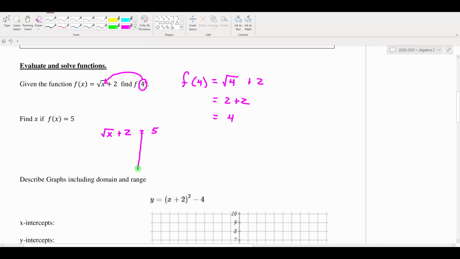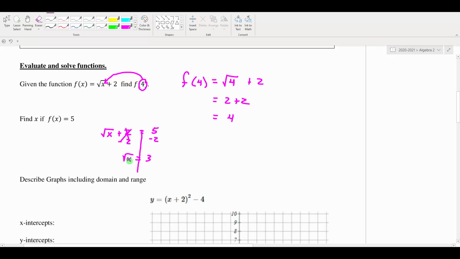I'm going to draw my line, and I'm going to move things around until I get x by itself. I'm going to start with this plus 2, so I'm going to subtract 2 from both sides. The 2's cancel, so all that's left is the square root of x, and then 5 minus 2 is 3.